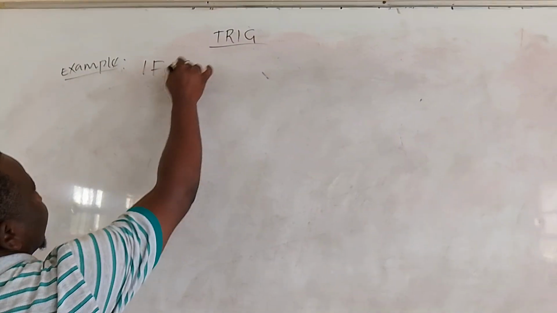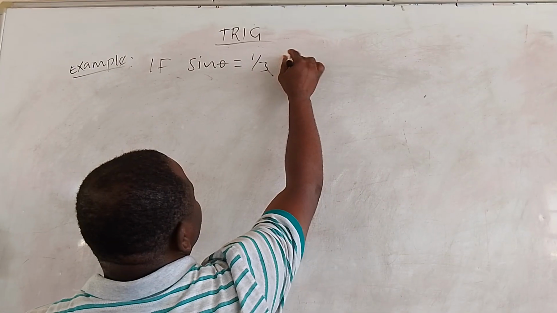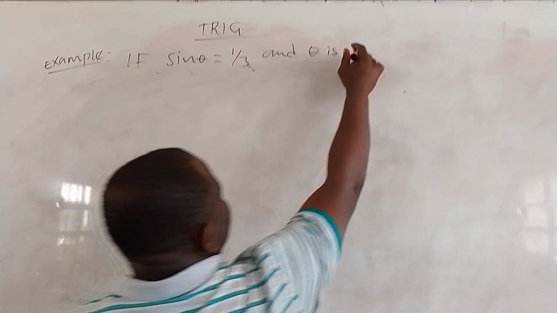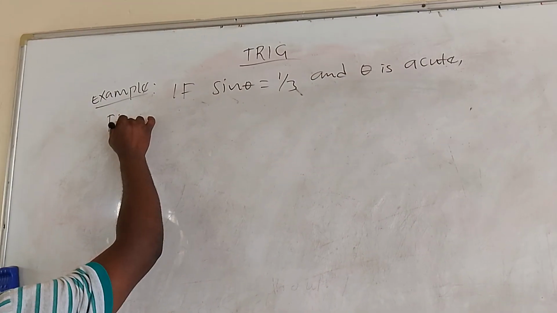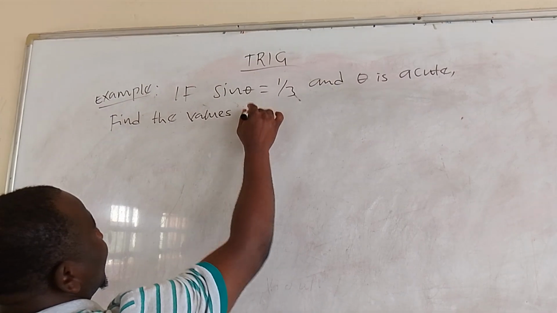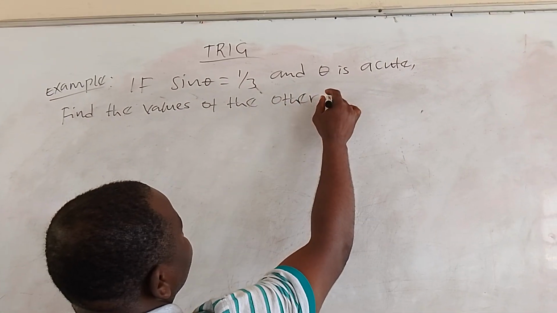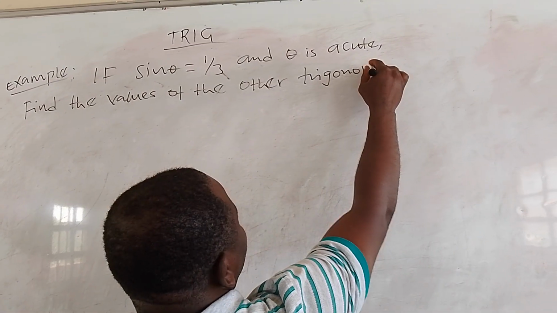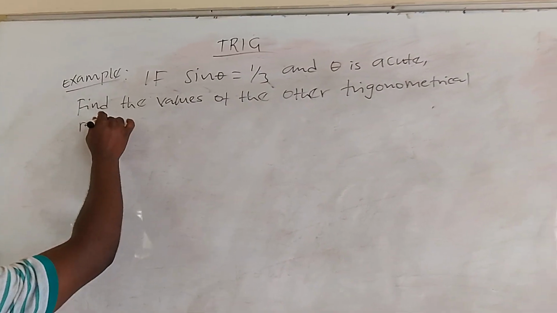If sin theta is equal to 1 over 3 and theta is acute, find the values of the other trigonometrical ratios.